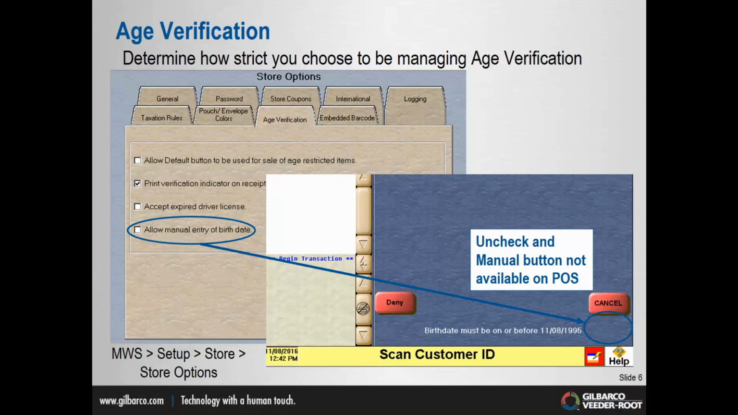In some stores, if you want to only sell restricted items where the ID is scanned, and this means you are willing to not sell if the ID cannot be scanned, then uncheck the Allow Manual Entry of Birth Date box. Unchecking that box will remove the manual button from the cashier's screen.